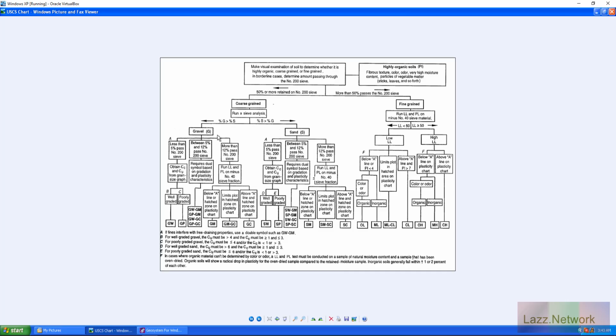Even though I'm talking about gravel, it's the same as sand if you look. So here we got SW, SP, SM, SW-SM, SW-SC, SP-SC. And if it's between 5 and 12, we got our SM, our SM-SC, and then our SC. So as you can see, it's following the exact same thing, and the only difference here is that instead of G's, now we have S's, which indicates sands.